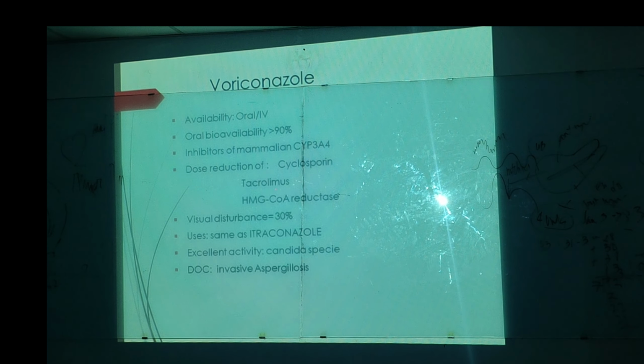This is the antifungal that can cause visual disturbance in 30% of cases. Uses of voriconazole are just the same as those of itraconazole. It has excellent activity against Candida species, and this is the drug of choice for invasive aspergillosis.